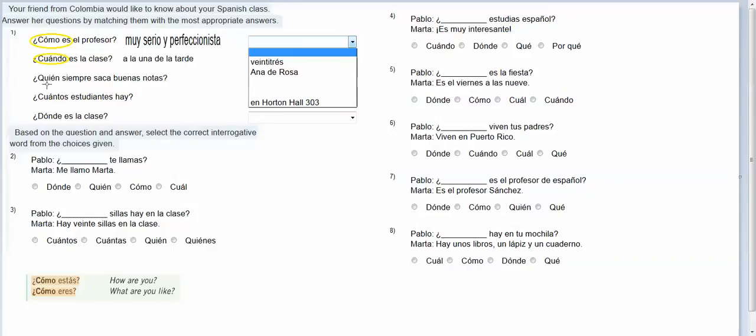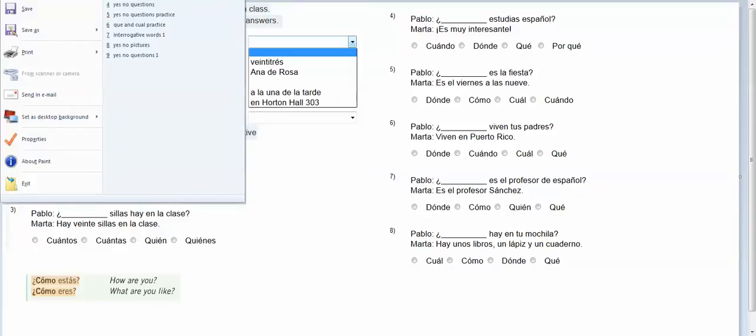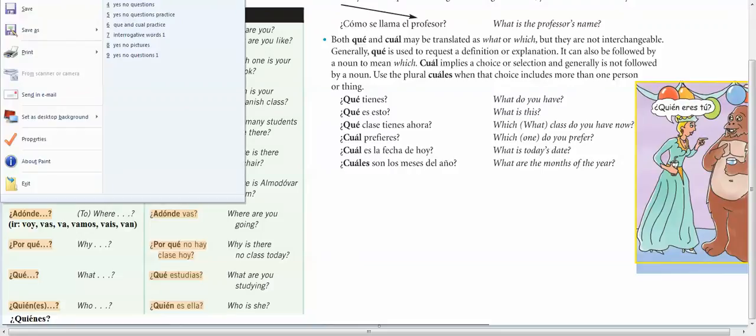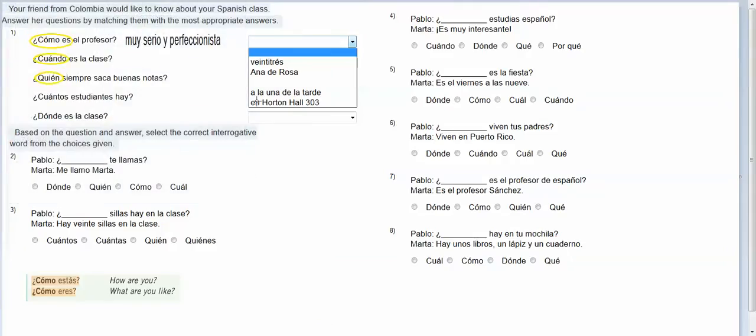Okay. ¿Quién siempre saca buenas notas? So the word we're looking at now is quién. If I go back out here, quién is down here. Quién means who. So we want to know who gets good grades. So who? Ana de Rosa.